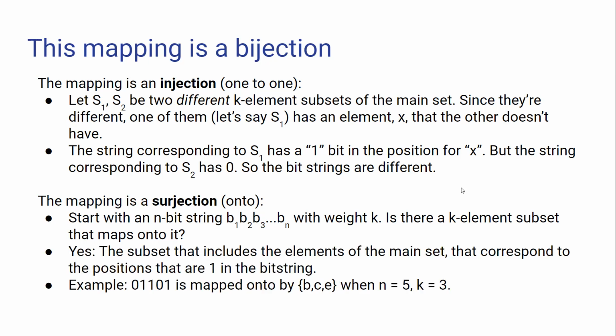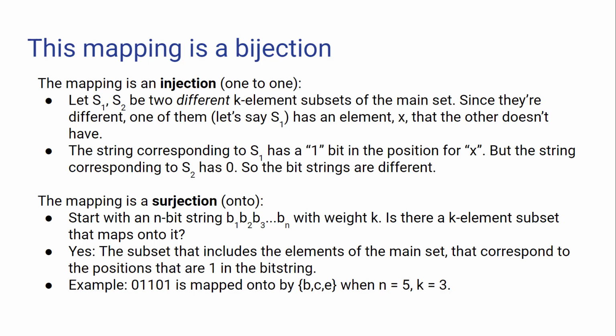Just to give a concrete example, if I'm looking at a 5-element set and looking at 3-element subsets, and if I started with the 5-bit string 01101 that has weight 3, that would correspond to the subset BCE if I'm thinking of my main set as A, B, C, D, E. The ones tell me which elements of the main set to include in my subset. So since I can start with an n-bit string of weight k and build a subset that maps onto it every single time, that means that this mapping is a surjection. So that makes it a bijection.